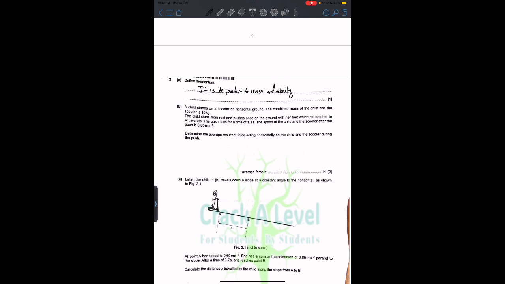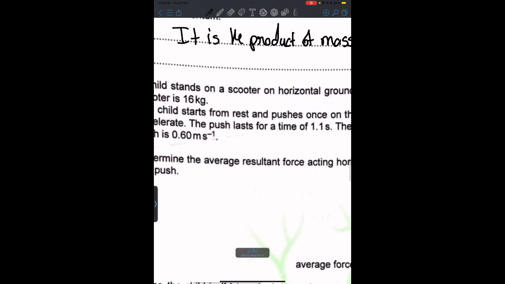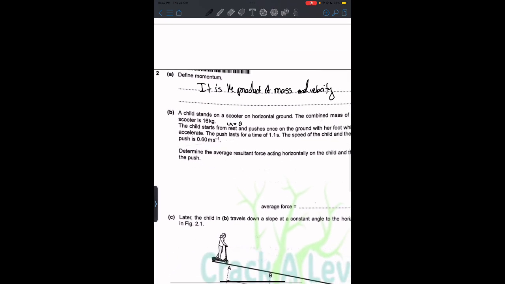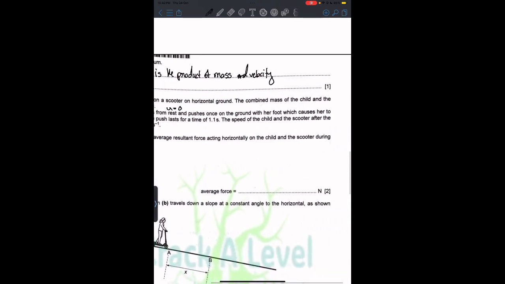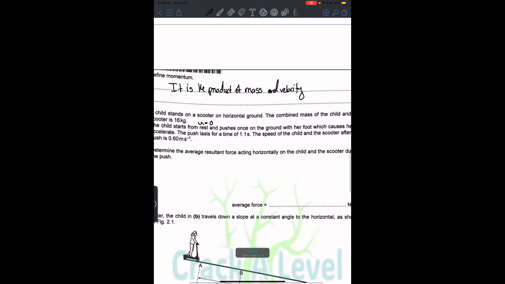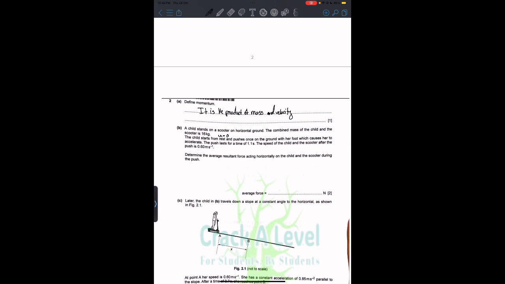This is saying a child stands on a scooter on a horizontal ground. The combined mass of the child and the scooter is 16 kilograms. The child starts from rest, so we know that its initial velocity is 0, and pushes once onto the ground with her foot, which causes her to accelerate. The push lasts for 1.1 seconds, and the speed of the child after the push is this. Calculate the average resultant force.